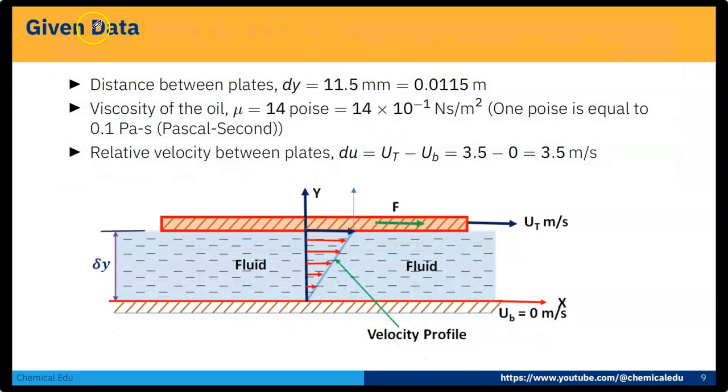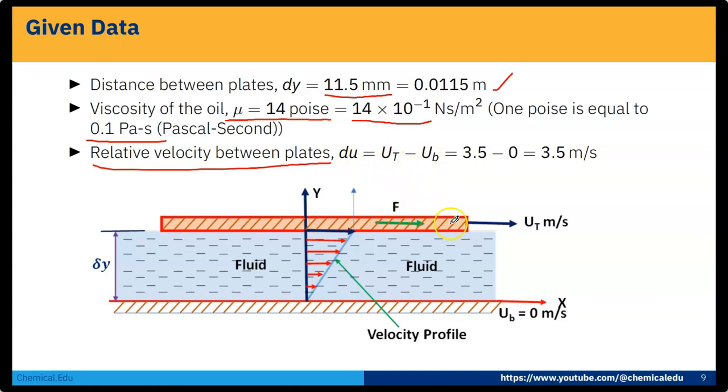Now the given data: the distance between plates, dy, is 11.5 mm. If we convert mm to meter, that will be 11.5 divided by 1000, so 0.0115 meter. Then the viscosity of the oil, mu, is 14 poise. Now we know 1 poise is equal to 0.1 Pascal second or Newton second per meter square. So mu, 14 poise, if we convert, will be 14 into 10 to the power minus 1 Newton second per meter square.